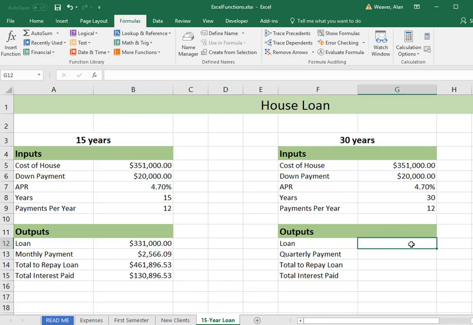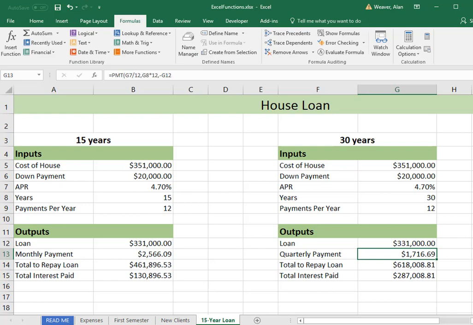Now this is interesting. You could actually copy this over to here if you want to, because you're using cell references. I copy, go over here, paste. And yes, you're paying a lot less per the mortgage here, like about $900 or something. However, look what you're paying in interest, more than double.